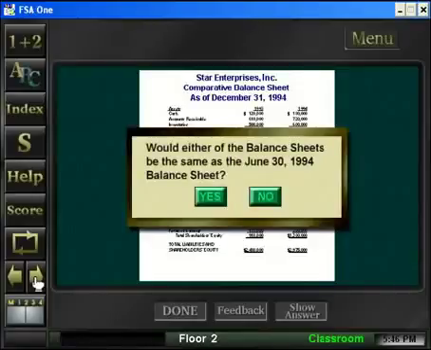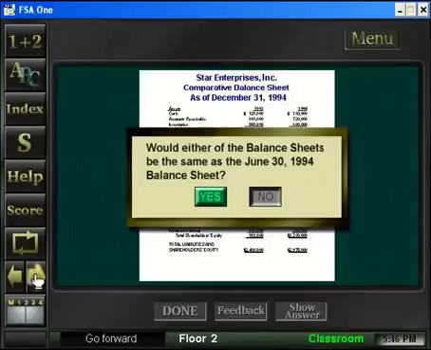Would you expect the Star Enterprises June 30th, 1994 balance sheet to be the same as either its December 31st, 1993 or its December 1994 balance sheet? You are correct. Information reported on the balance sheet reflects conditions as of the date of the balance sheet. With the passage of time and the occurrence of events, the amounts on the balance sheet are likely to change.